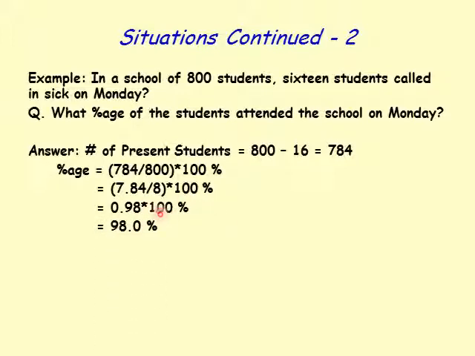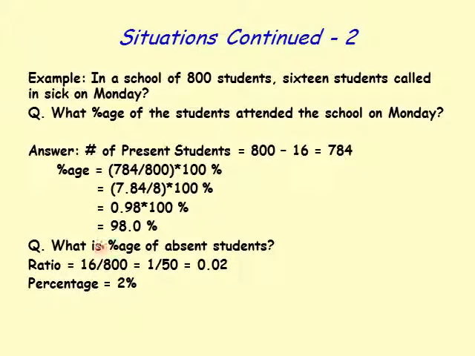So first we computed the ratio, then moved the decimal place to the right 2 places. Let's continue here. And what's the percentage of students that were absent? Present were 98%. The absent must be 2%. Let's see what we got. 16 students out of 800 were missing, skipping classes. So there was 16 divided by 800, and that is 1 divided by 50.